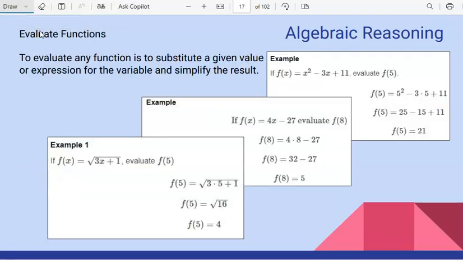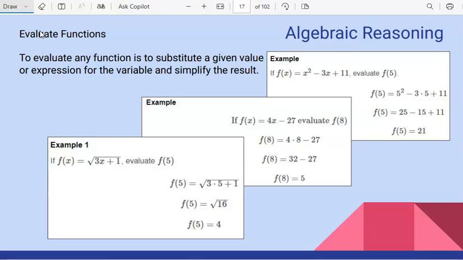Evaluate functions. To evaluate any function is to substitute a given value or expression for the variable and simplify the result. Here's some examples. If f of x equals x squared minus 3x plus 11, evaluate f of 5. So wherever you see an x, now we're going to replace it with a 5. You get 21.